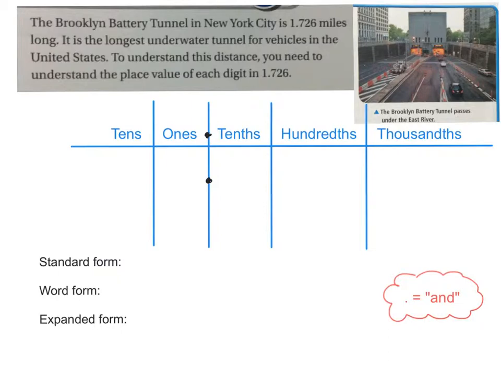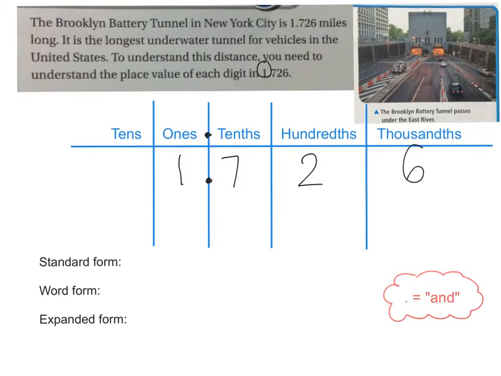I know that this one right here is to the left of the decimal point, which means that it is greater than 1. So does that belong in the tens place or the ones place? Tens place or the ones place, Matthew? Ones. Okay, so let's go ahead and write our 1 there. And then everything to the right, I can just write 1 in each place value column, right? So the 7 belongs in the tenths, the 2 belongs in the hundredths, and the 6 belongs in the thousandths.